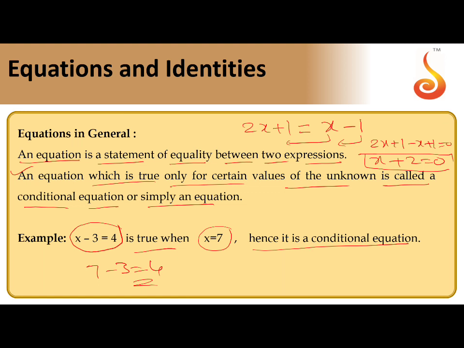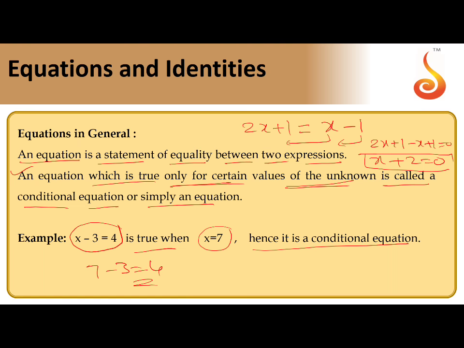So what I am saying is, an equation which is true only for certain values of unknowns. Here what is unknown? x is unknown. What is the value of x? 7. 7 is the solution for this equation. So that means an equation which is true only for certain values of the unknown is called a conditional equation, or simply an equation. I hope the definition of equation is clear.